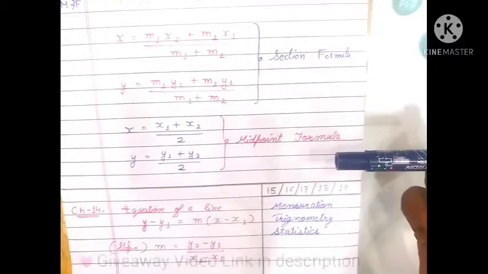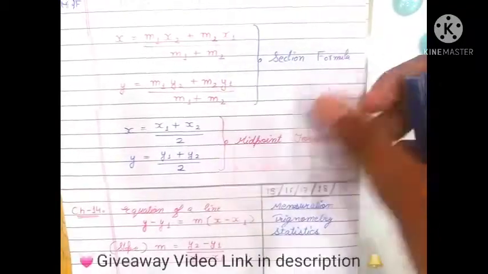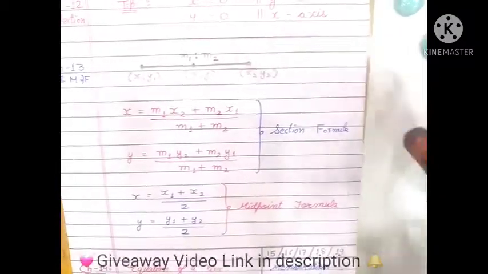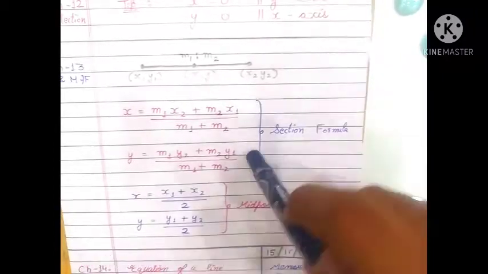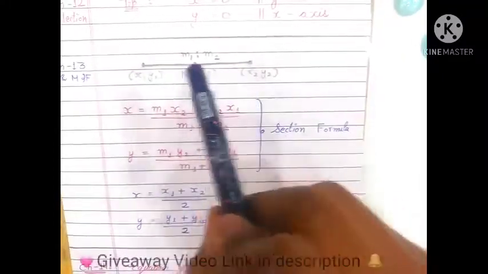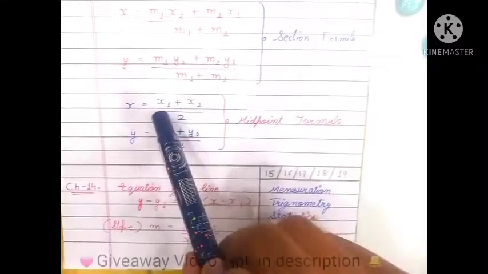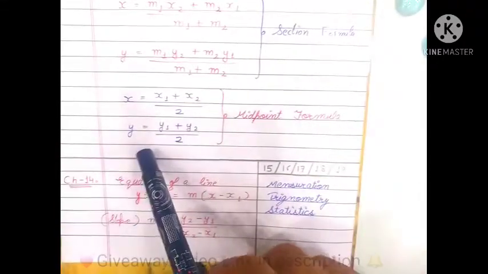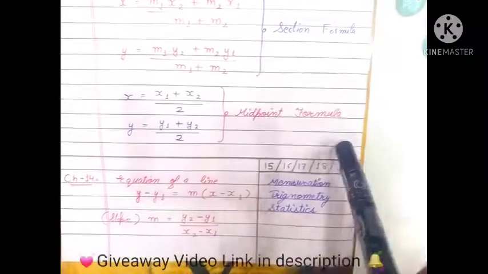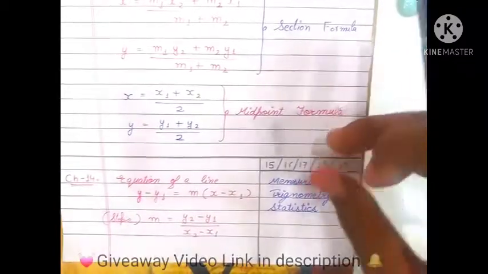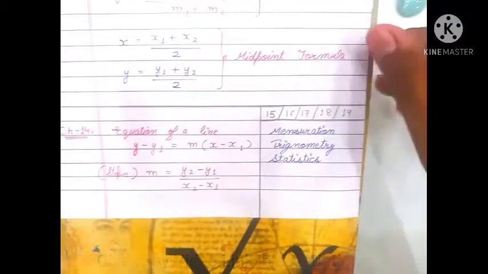What is the midpoint formula? How to apply this? If a ratio is given, or no ratio is given to you, you need to find it by the section formula. But if the ratio is the same, like 1:1, it's a midpoint, and you need to apply the midpoint formula. That is x equals x1 plus x2 over 2, and for y, y1 plus y2 over 2. It's the midpoint formula. Let's move on to chapter 14, equation of a line.